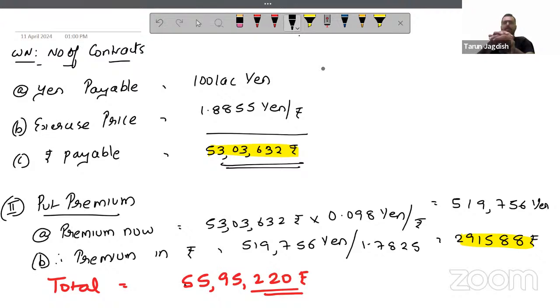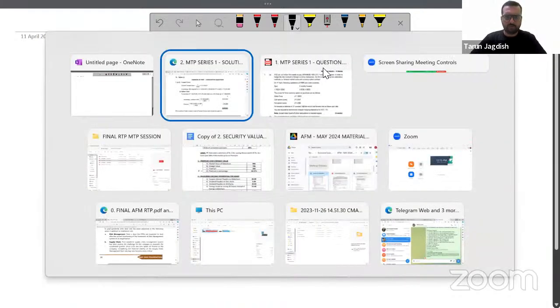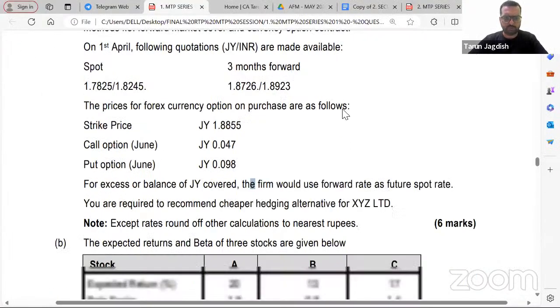Excuse me, sir. Yeah, tell me. Now is 5,19,756 yen, is it, sir? Correct. Yes. Okay, thank you. All right, friends. So we are done with this question on Forex also. Let me go to the next question now.